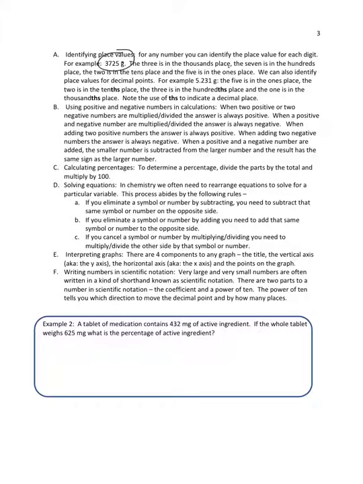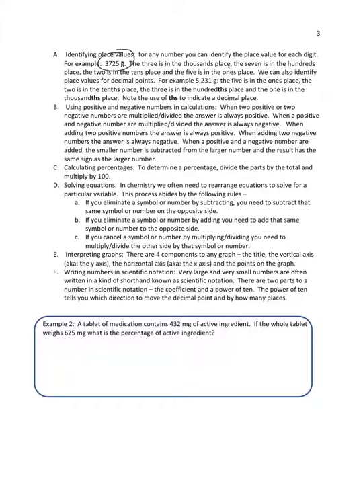If you eliminate a symbol or number by subtracting, you need to subtract that same symbol or number on the opposite side. If you eliminate a symbol or number by adding, you need to add that same number or symbol to the opposite side. Pretty much anything you do on one side of an equal sign, you must do to the other. If you cancel a symbol or number by multiplying or dividing, you need to multiply or divide the other side by that symbol or number.